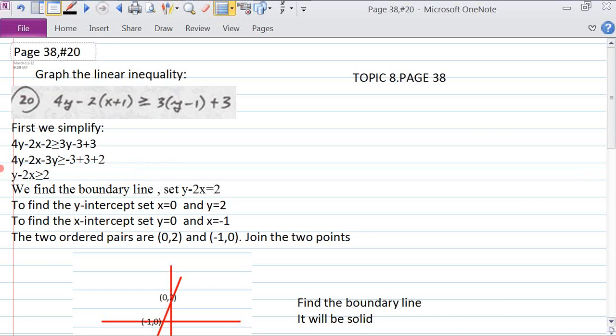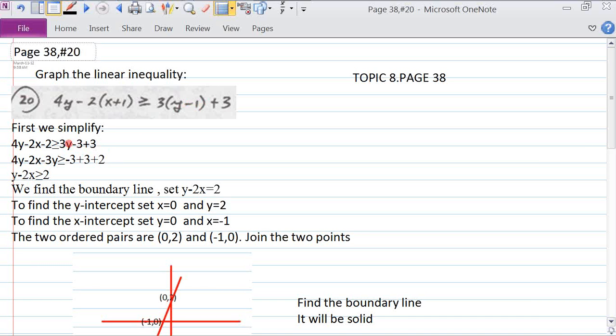So first thing we do is remove the bracket here, and we get minus 2x minus 2. We use the distributive rule. 4y minus 2x minus 2. Minus 2 times x gives us minus 2x, and minus 2 times plus 1 gives us minus 2. Remove the bracket here. We get 3 times y and 3 times minus 1. Get 3y minus 3 plus 3.